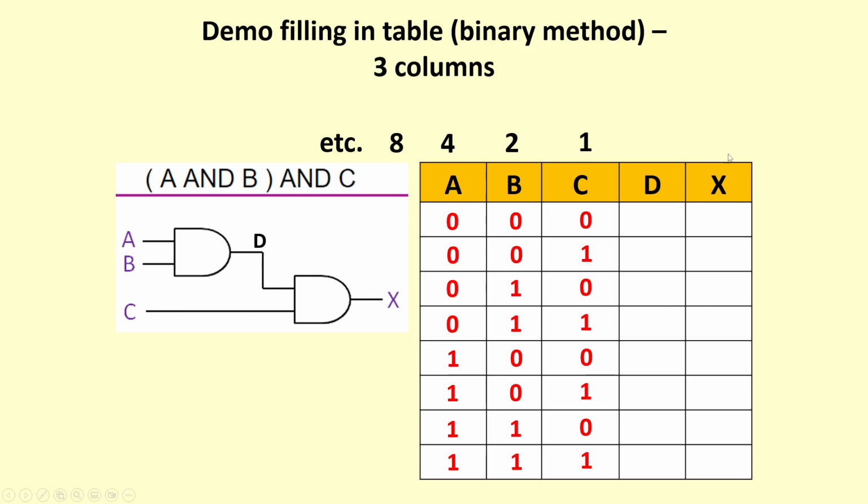Again, once we've done that, we can then fill in the rest of our circuits here. So in this case, for D to be on, A and B have got to be on. And the only place where A and B are on is here on these last two values. And for X to be on, D and C both have to be on. And the only place where that is true is the very last one here, where C and D are both on. The rest, there are no two that are both on.